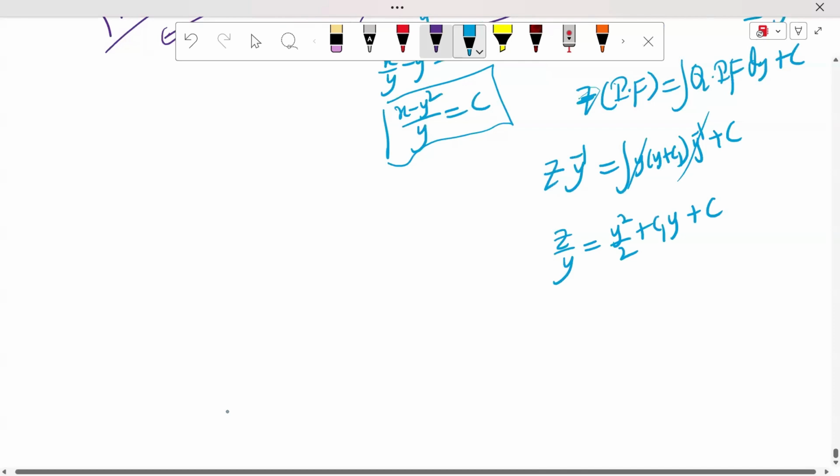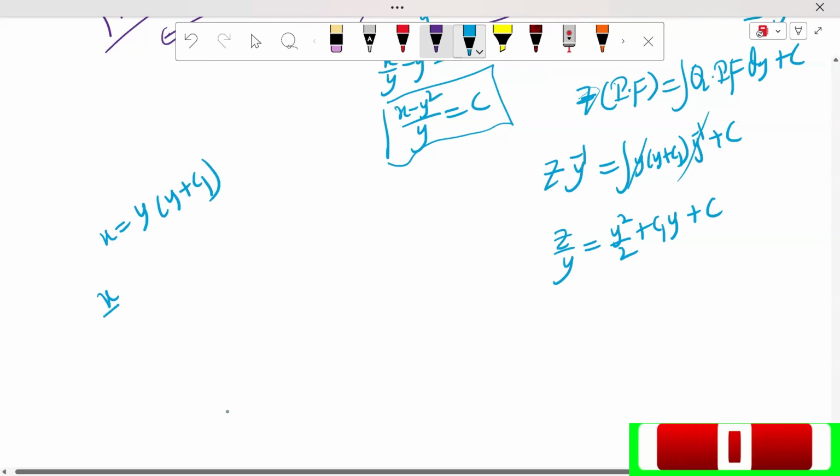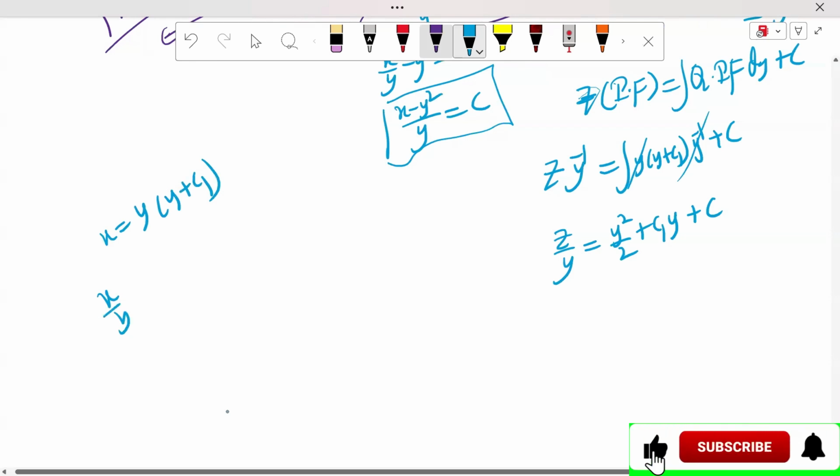What is the c1 value, sir? You know the c1 value. What is the c value? x by y minus y is equal to y into y plus c1. So what is the c1 here? x by y minus y is equal to c1. So c1 is equal to (x minus y square) by y.